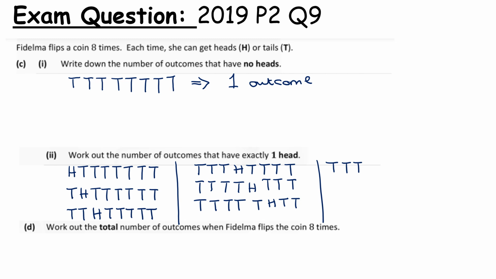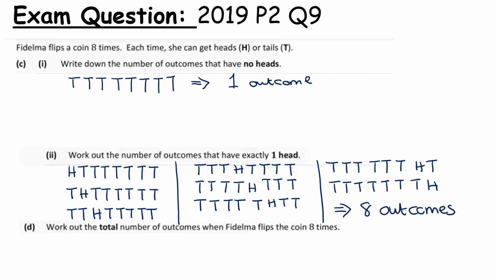3, 4, 5, 6. H and T, and then last one, T, T, T, H. And we can see that there are 8 because there's 8 different positions that that one head can get into. So here we could have just gone straight to 8. You didn't need to draw it out. However, it's nice to kind of see how we could draw it out if we needed to.